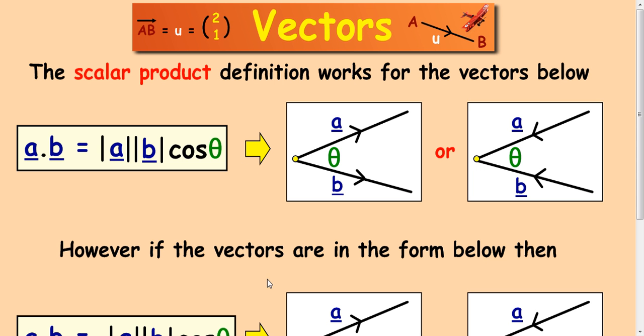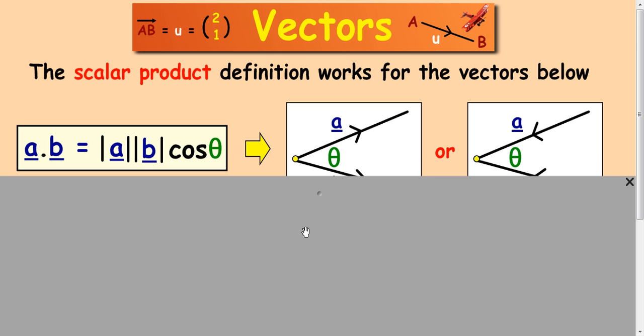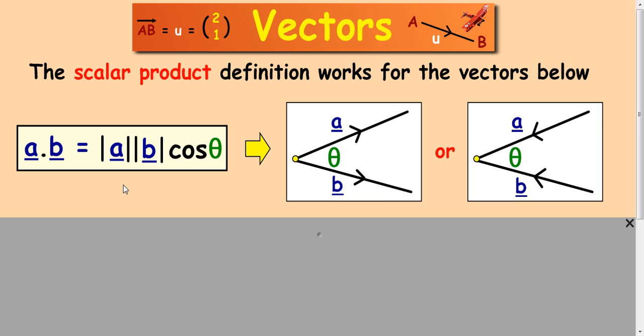So this next screen is important in the sense of when you can use this and how you can use it. So the scalar product definition works for the vectors below. This is the same idea as when you add vectors, you have to have the vectors nose to tail. To use this formula we need the vectors either both pointing away from the angle or both pointing into the angle. And then we can use the formula like this.